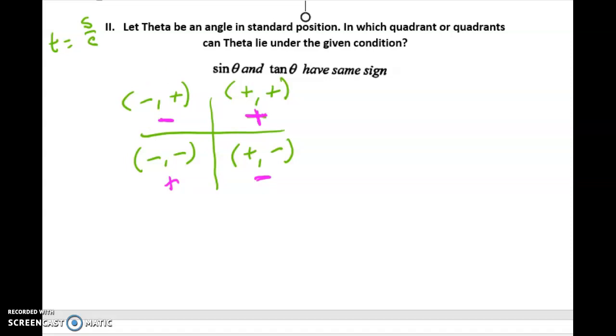All right, we want to know, where do sine and tangent have the same sign? Okay, let me circle them maybe. Sine and tangent have the same sign in quadrant 1.